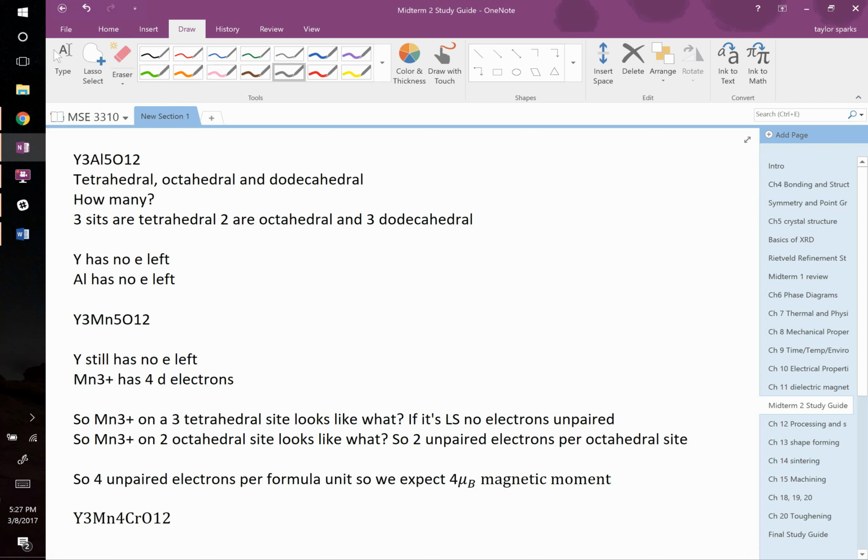Okay, what do you guys think? Where's chromium going to want to sit, and how do you know? It's probably going to be octahedral. It's going to be real happy on that octahedral site. How come? It's got 3 electrons, and there's 3 sites, so it's going to go 1 on each.